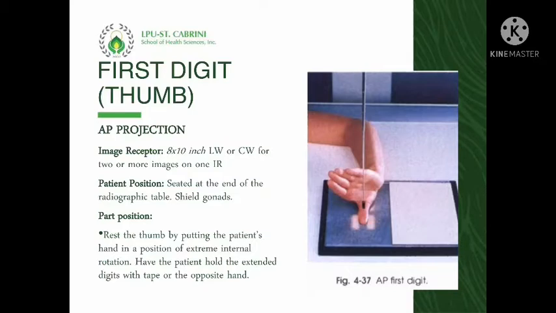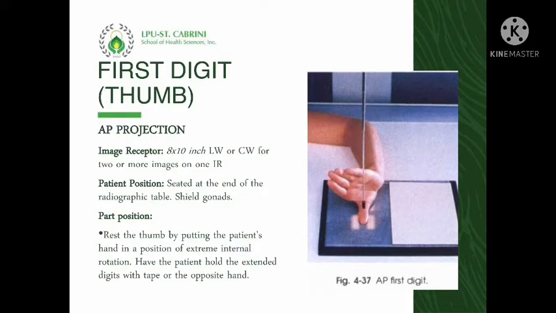Now that we're done with the projections of the second to fifth digits, let's proceed to the first digit. It has a different position for each projection since its natural position when the hand is pronated is oblique. So the AP projection of the thumb or the first digit has the same IR and patient position, which is seated at the end of the radiographic table.